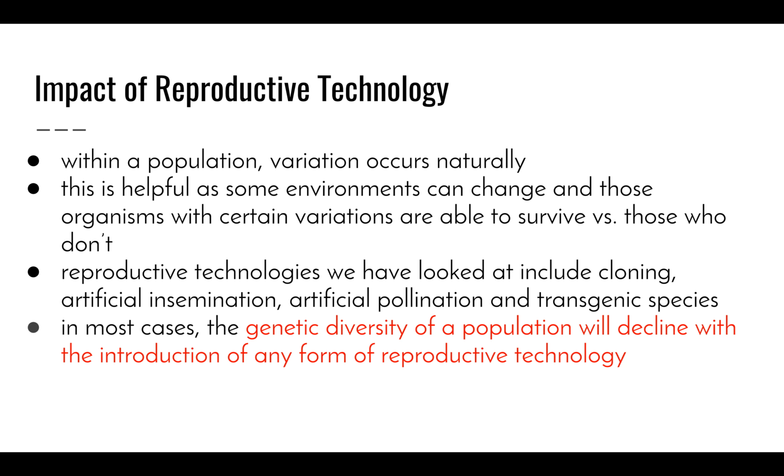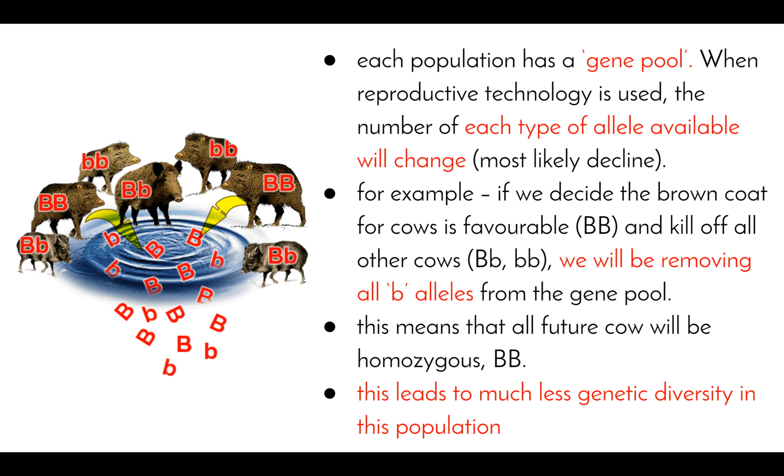So, when reproduction is allowed to take place naturally, we have the processes of meiosis, we have the processes of independent assortment, random selection or random recombination of alleles during the process of sexual reproduction. So all of those things increase our genetic diversity. However, when we're pinpicking exactly what characteristics we want to pass on from generation to generation, obviously we're selecting the same alleles each time. Therefore, that genetic diversity is going to decrease.